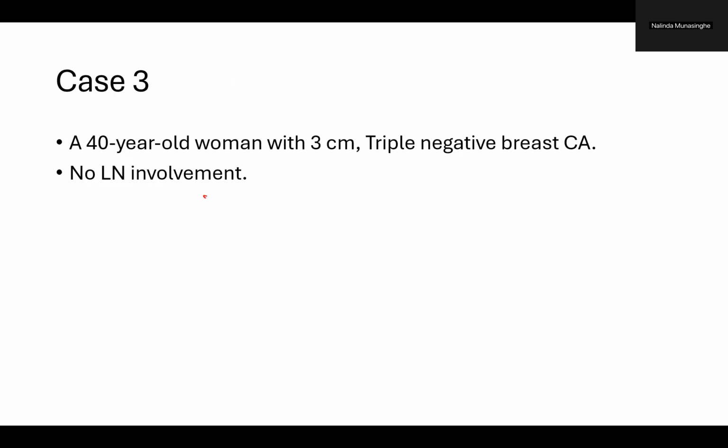Slightly different scenario. This is a 40-year-old woman coming with a 3 centimeter triple negative breast cancer. That is, ER and PR are negative, HER2 also negative. I told you triple negative carries a very poor prognosis, right? But there are no clinically or radiologically involved lymph nodes. Now, how do you manage?